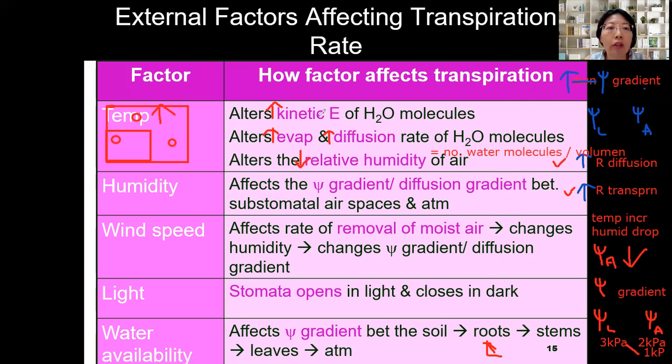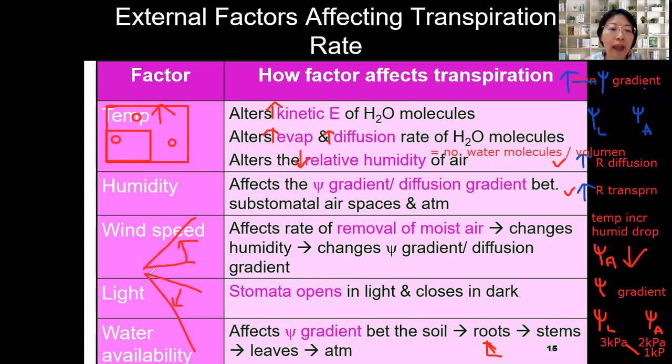Steeper means increase or decrease? Joyce? Increase. I don't care whether my slope is steeper this way or that way. It's still steeper, isn't it, compared to my original one here? From here to here or from here to here, it's still steeper. In both directions, it's still steeper.